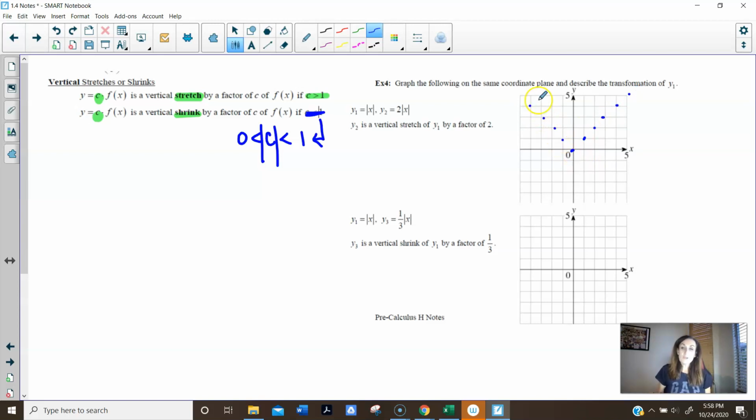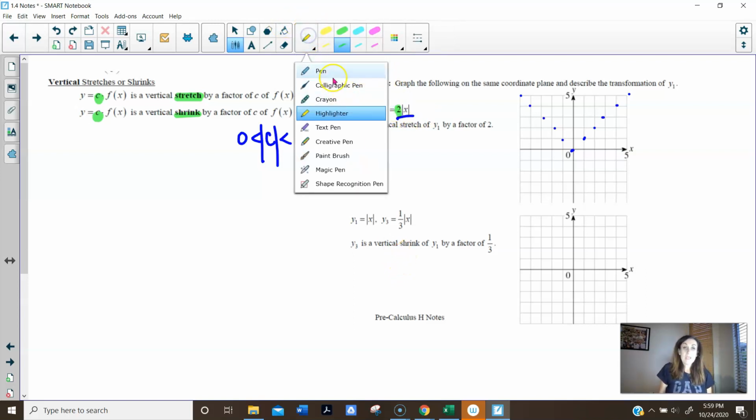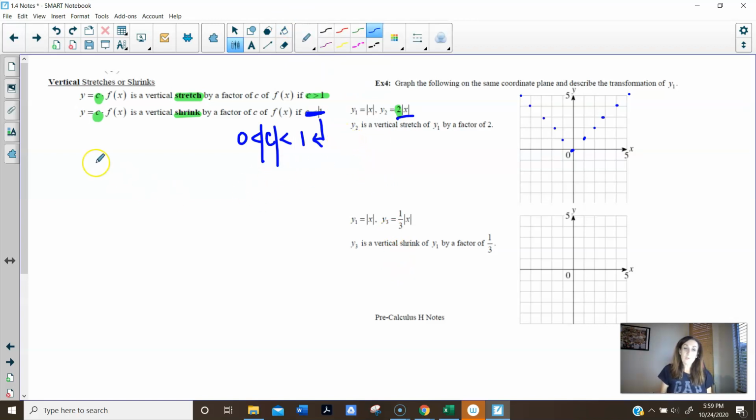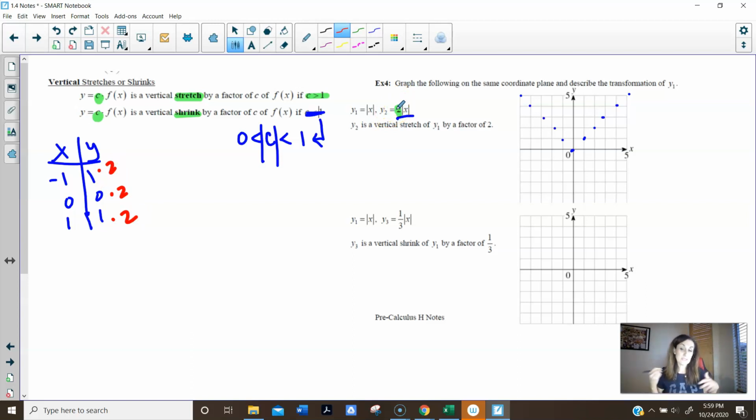And so when you're looking at a vertical stretch, notice that number 2 is greater than 1. So you have a multiplier that's greater than 1. So here's my original table of left 1, up 1, 0, 0, and right 1, up 1. You're going to take that original table and multiply this time the y values because it's a vertical stretch. You're going to multiply those y values by the exact number, where horizontal, it's always the reciprocal.